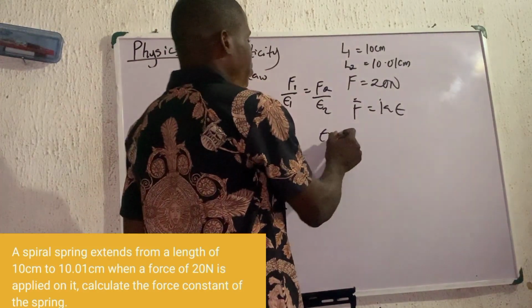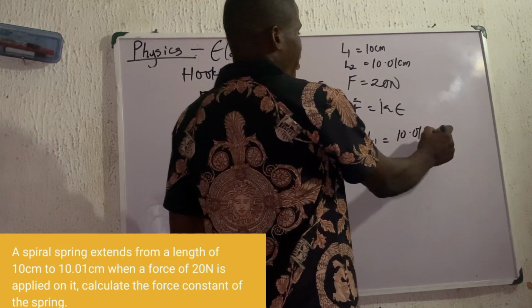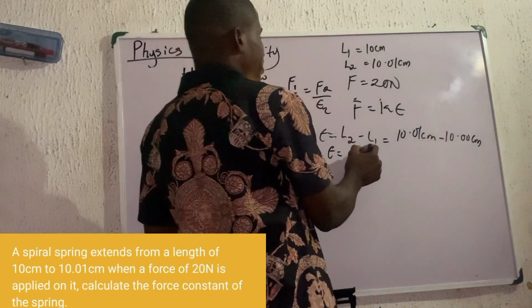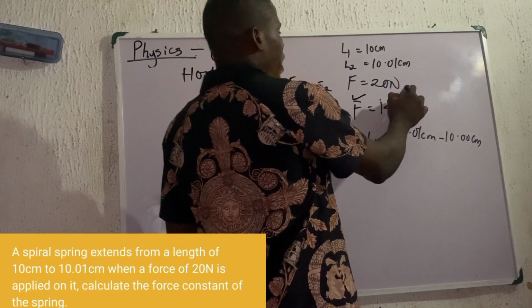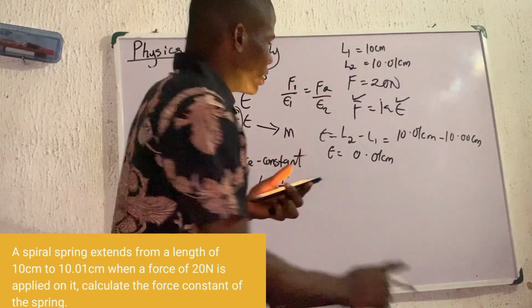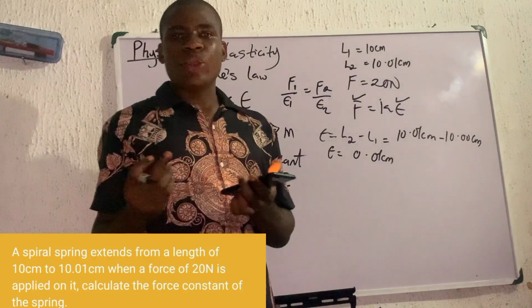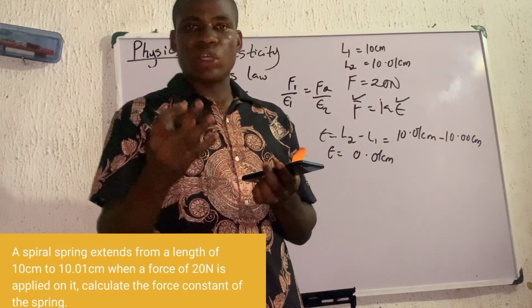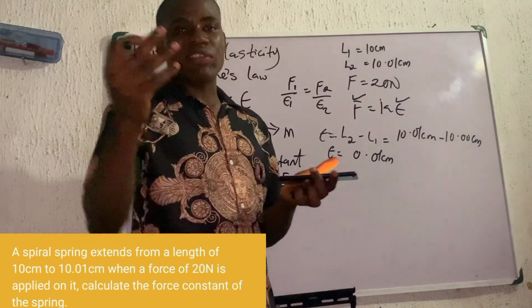So the extension has to be the new length minus the original length. So I'm having 10.01 centimeter minus 10.00 centimeter. So the extension is equals 0.01 centimeter. So I know force, I know extension. I want to get force constant. But the extension that I know is in centimeter, and the SI unit of length should be in meter. I hope it makes sense. Extension is a measurement of length. So the SI unit should be meters. So this 0.01 cm, we have to convert it to meters.